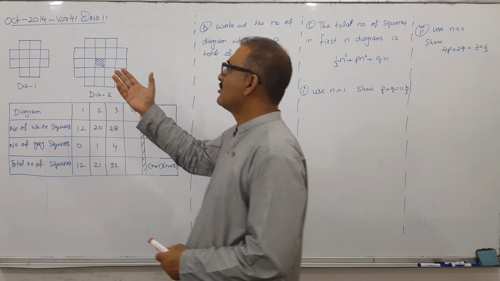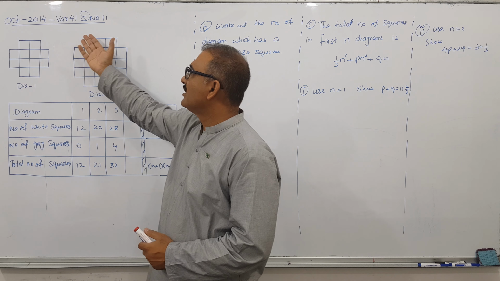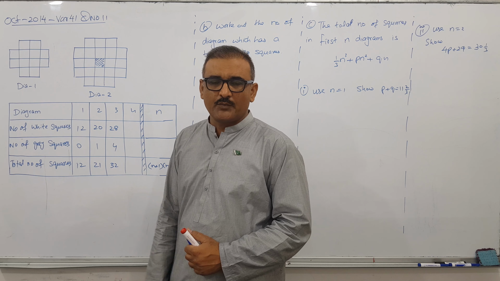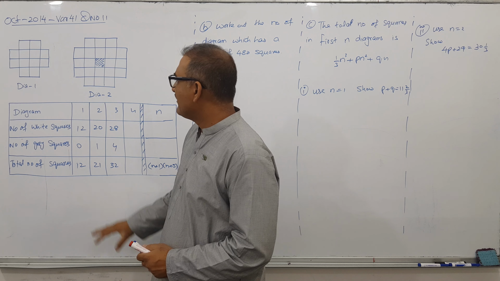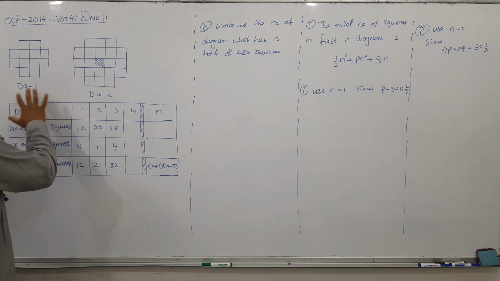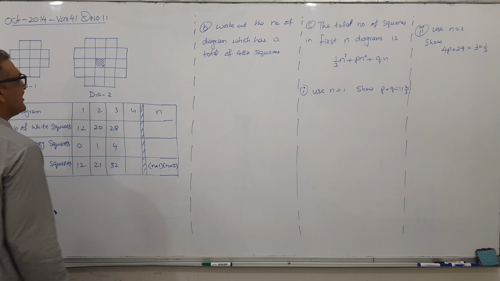Bismillahirrahmanirrahim. This is a question from October 14, variant 41, question number 11. The topic is whole level sequence. We have been given this table and some diagram dimensions.